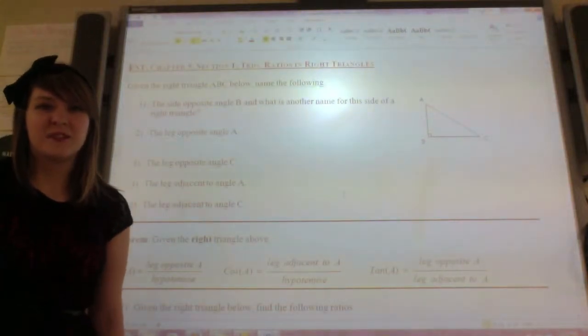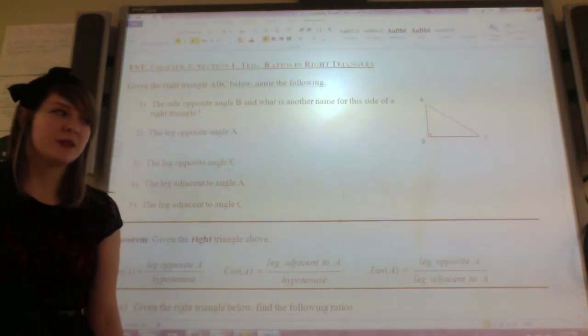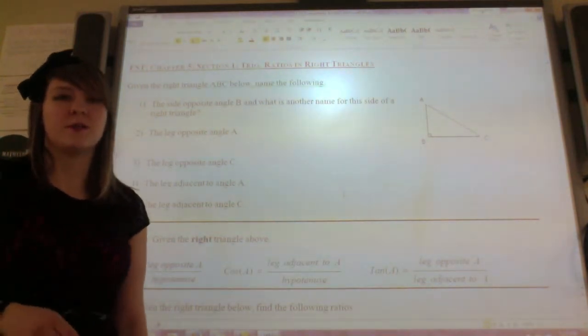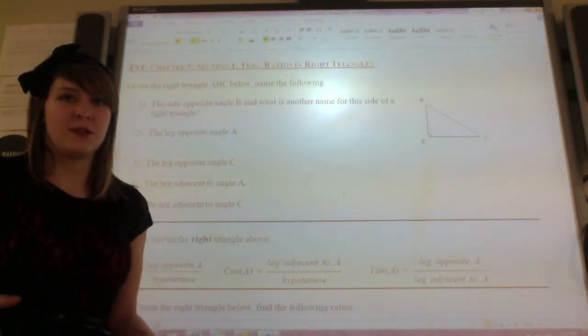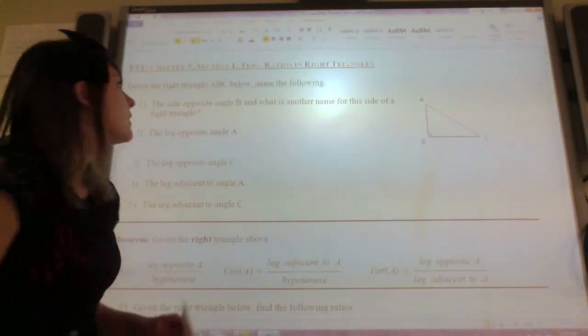Hey guys, today we're doing Chapter 5, Sections 1 and 2. They're put together because really Section 1 and Section 2 are based on the same thing. We're just talking about our SOHCAHTOA, so I just figured it's all review. Let's just shove them together into one lesson.